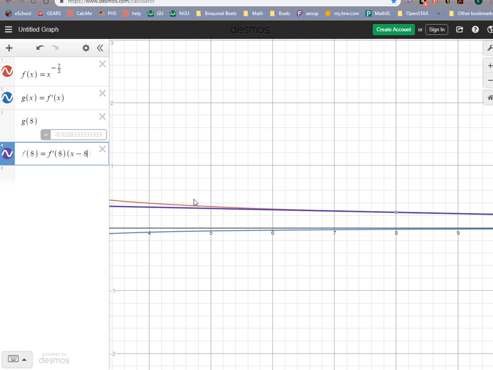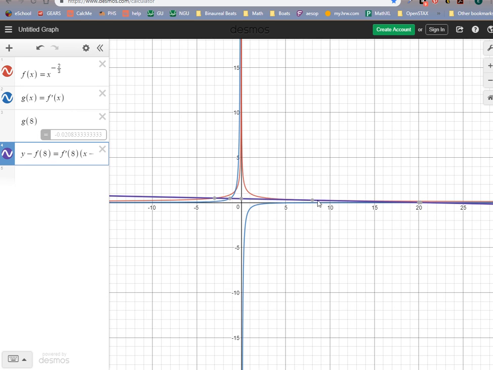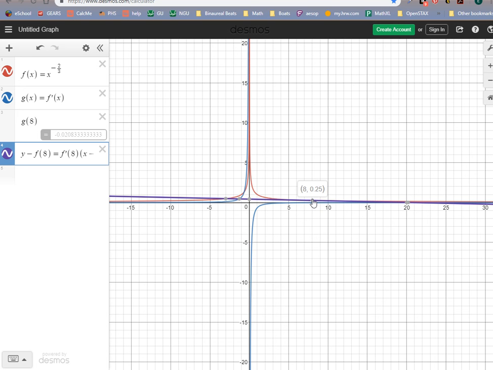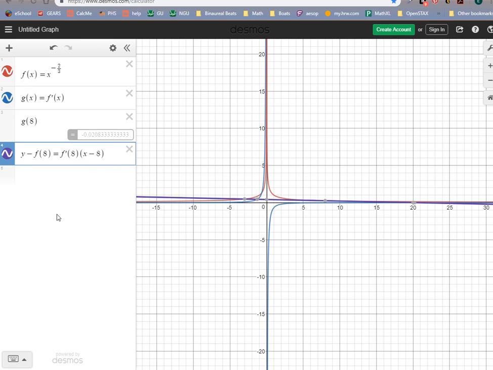That's giving us, if I zoom out, you can clearly see that is the tangent line at that point. There it is. That's pretty amazing. See what a powerful tool Desmos is. It's great. Okay?